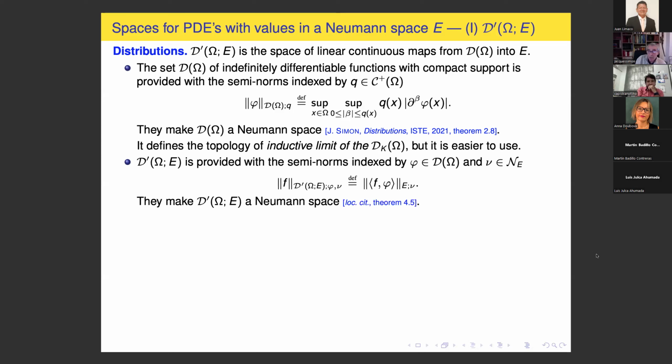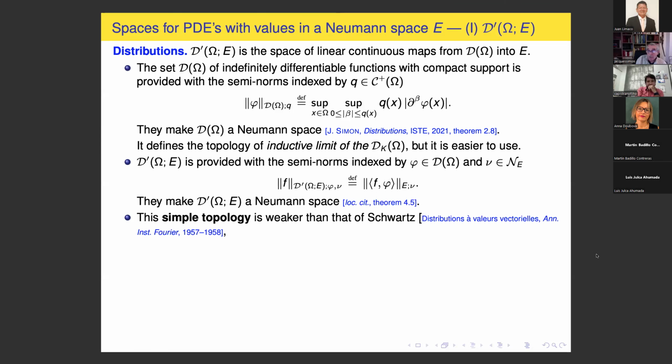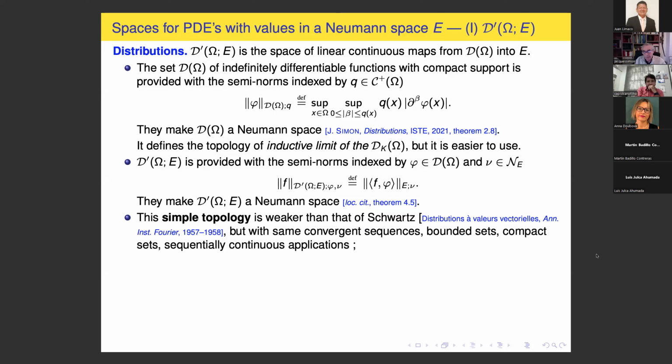These seminorms make D prime of omega a Neumann space, and this is the simple topology, which is weaker than the topology of Schwartz, which is the hard topology, or the strong topology, sorry. But it has the same weakly convergent sequences, the same bounded sets, the same compact sets, the same sequentially continuous applications. The only thing that differs is the continuous functions, which are not the same.